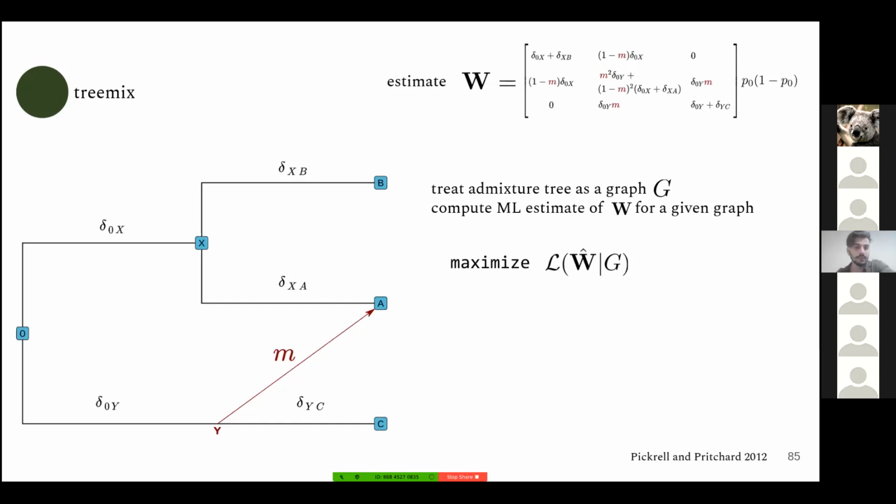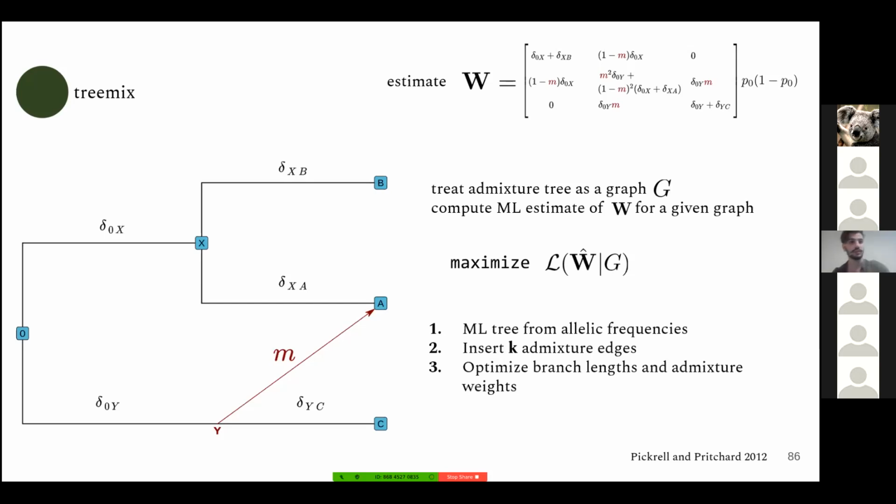Because it is computationally infeasible to enumerate all possible admixture graphs, TreeMix relies on a heuristic, which consists of, first, computing a maximum likelihood tree from all the allelic frequencies, then inserting a number K of admixture edges with specific criteria, and finally optimizing the branch lengths and admixture weights by maximizing the likelihood. And this is done iteratively until convergence to a minimum.